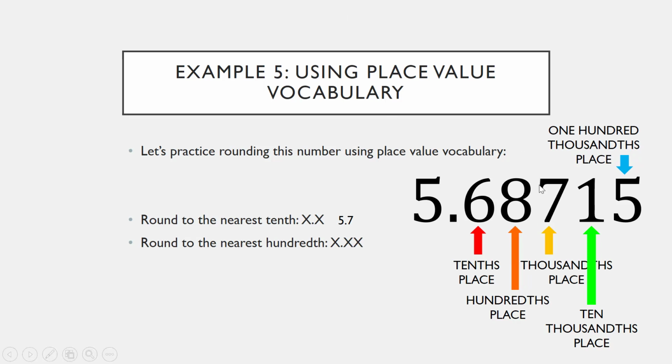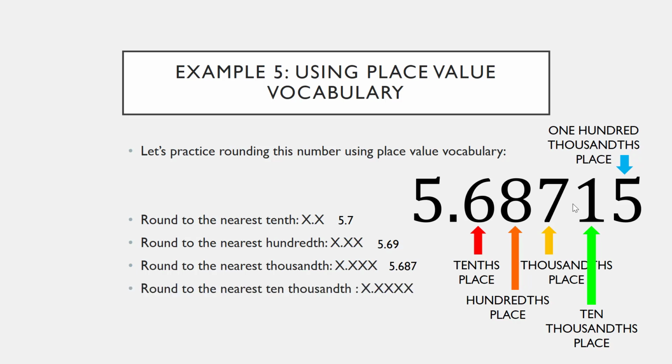So the number after the 8 is a 7, so we're going to round up to 5.69. How about rounding to the nearest thousandth? What is the answer there? The answer is 5.687. Lastly, if we want to round to the nearest 10,000th, we get 5.6872. Notice the number next to a 1 is a 5, so we round it up to 2.